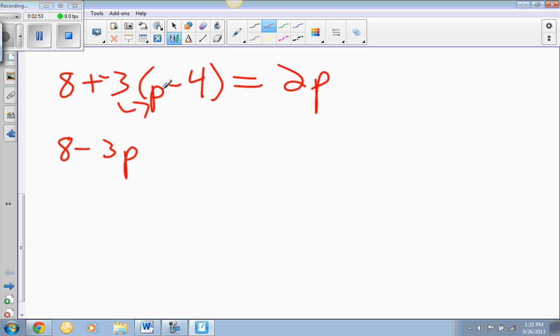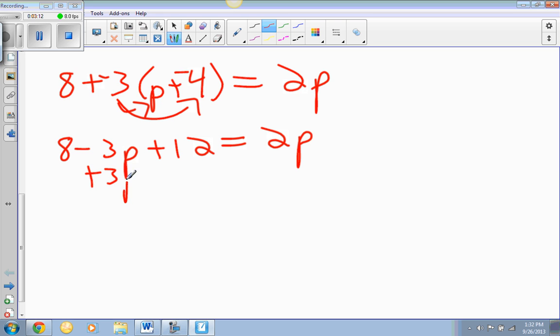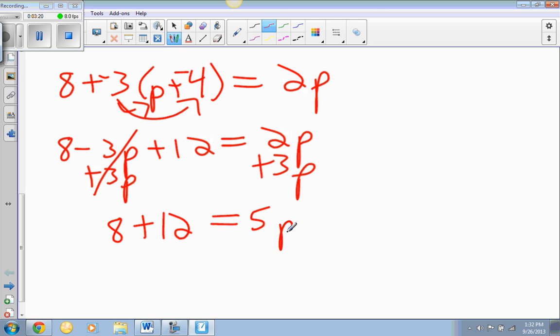I'm going to go ahead and change this to plus a negative, so I can see that this is really a negative 3, and I'm taking it times a negative 4, which makes it a positive 12. Now, I have to move this one because that's all that's on this side. If I move it, I'm not going to have anything left. So it says minus 3p, so I'm going to add 3p, and then I have an 8 plus 12 equals 5p. 8 plus 12 is 20.